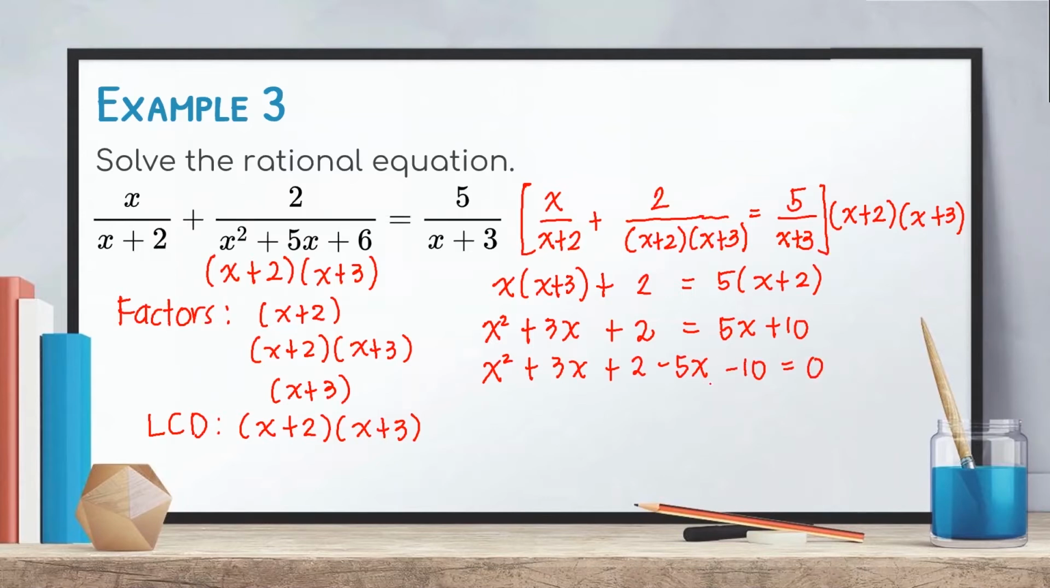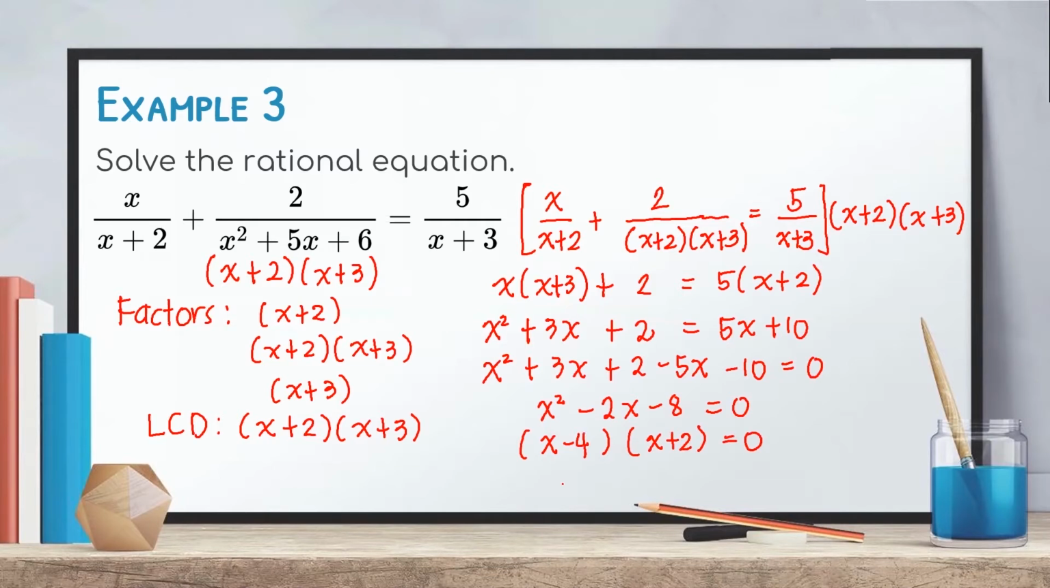When we simplify this by combining the similar terms, it will give us x squared minus 2x minus 8 equals 0. Notice that this is a quadratic equation. For that case, to solve for the x of the quadratic equation, we need to factor this. The factors of this quadratic equation are x minus 4 times x plus 2.